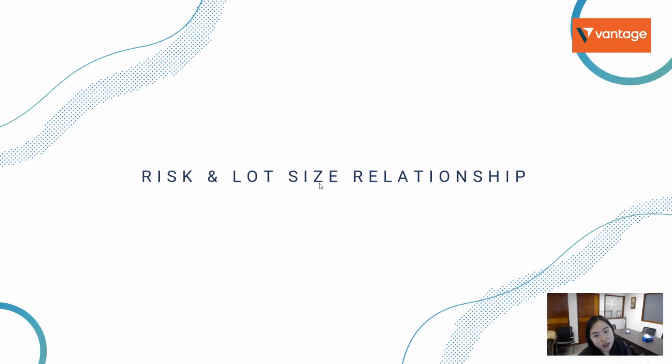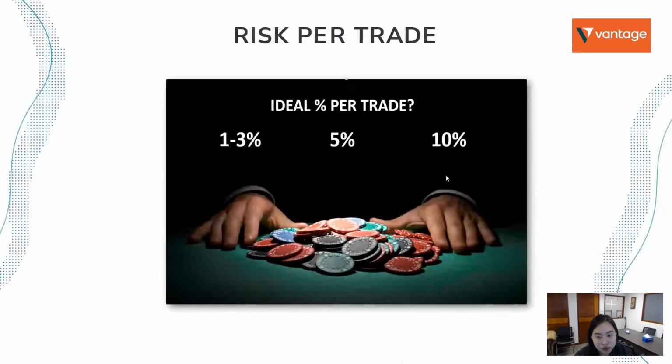Okay, so risk and lot size relationship. I just want to find out from you guys, what do you think is the ideal percentage per trade you should be taking? Is it A, 1 to 3%, 5%, or 10%? Can you guys let me know in the chat box so I know what kind of risks you usually take for your own trades?